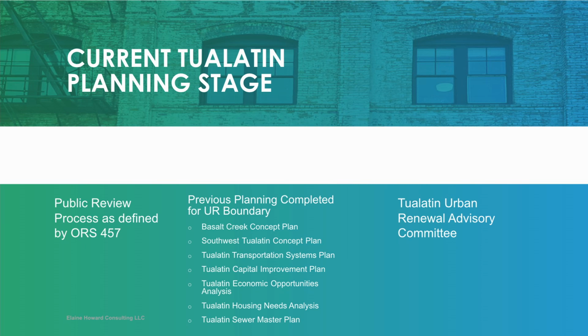Previously, the city completed planning in the area that includes the Basalt Creek Concept Plan, the Southwest Tualatin Concept Plan, the Tualatin Transportation Systems Plan, Tualatin Capital Improvement Plan, the Tualatin Economic Opportunities Analysis, the City of Tualatin Housing Needs Analysis, and the Tualatin Sewer Master Plan. To evaluate the potential use of urban renewal to fund projects from this planning effort, the Tualatin City Council authorized an urban renewal feasibility study.